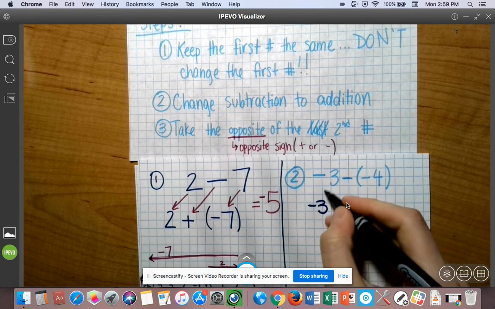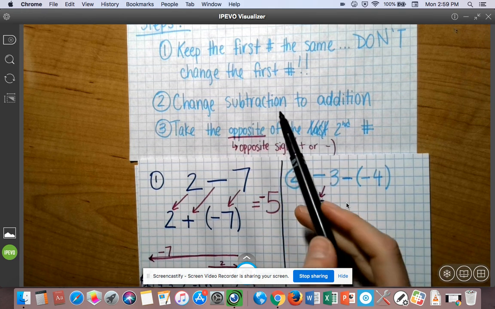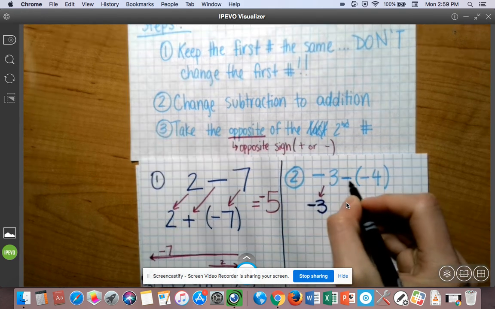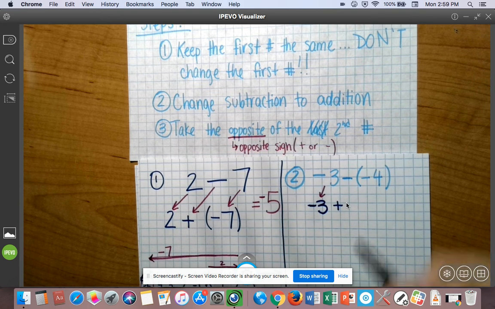Do not change your first number. It's probably the easiest step in math. It's just hard to remember because you're going to be tempted to change it. Second step, change subtraction to addition. All right, so here's my subtraction sign. I'm turning that into an addition sign because I'm adding the opposite. I'm not subtracting anymore. And just like the name says, take the opposite of your second number.